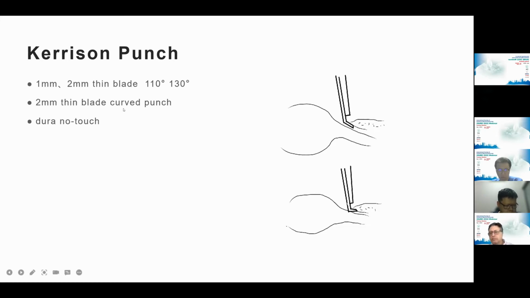How to choose the Kerrison punch? I think 1 millimeter, 2 millimeter is good. About 130 degree is good because we need the dural no-touch technique. If you choose the 90-degree Kerrison punch, sometimes when we do the cervical canal decompression, it can touch the nerve structure.